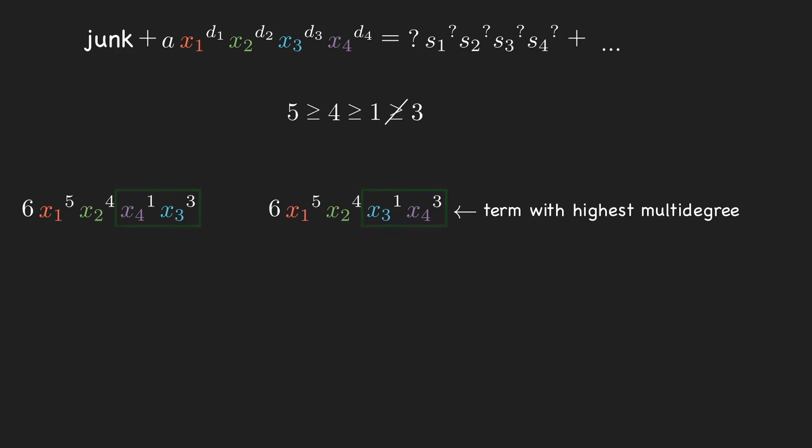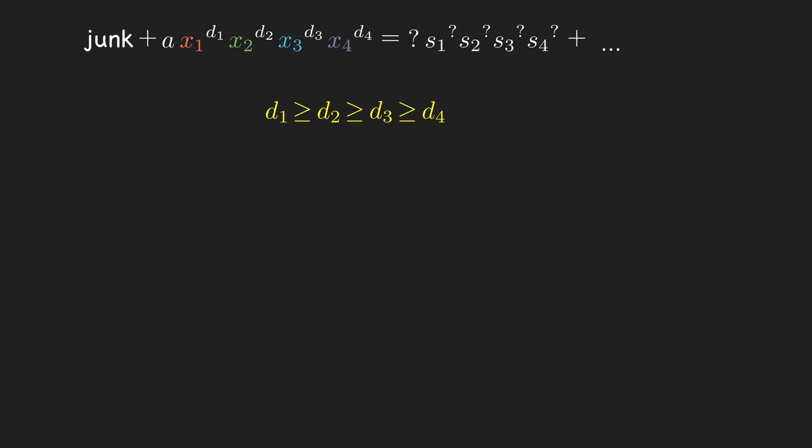But if we rewrite this term so that the variables appear in the proper order, we see that the multi-degree of this other term is larger than the multi-degree of our original term, contradicting the assumption that it had the highest multi-degree. Hence, the exponents must be in decreasing order.